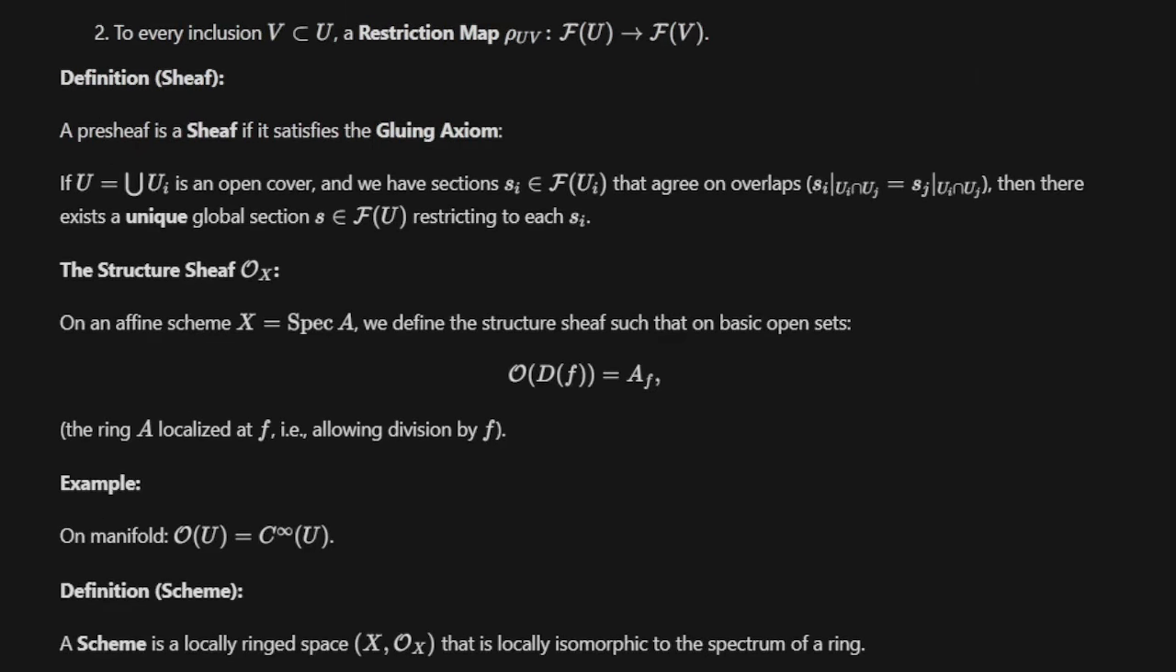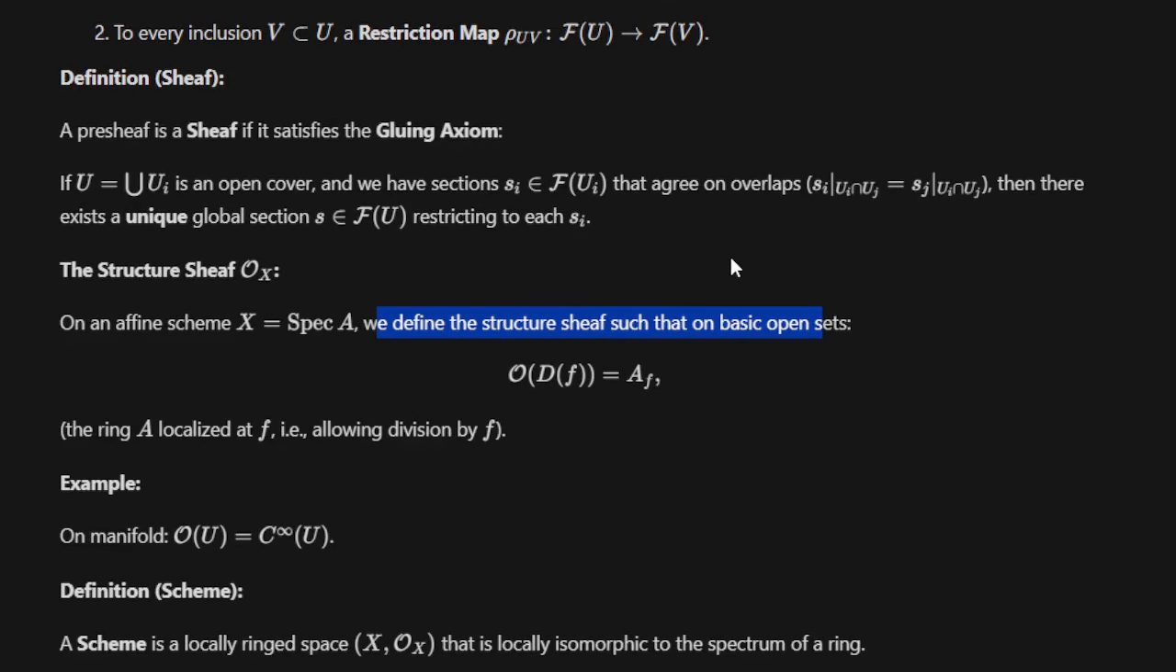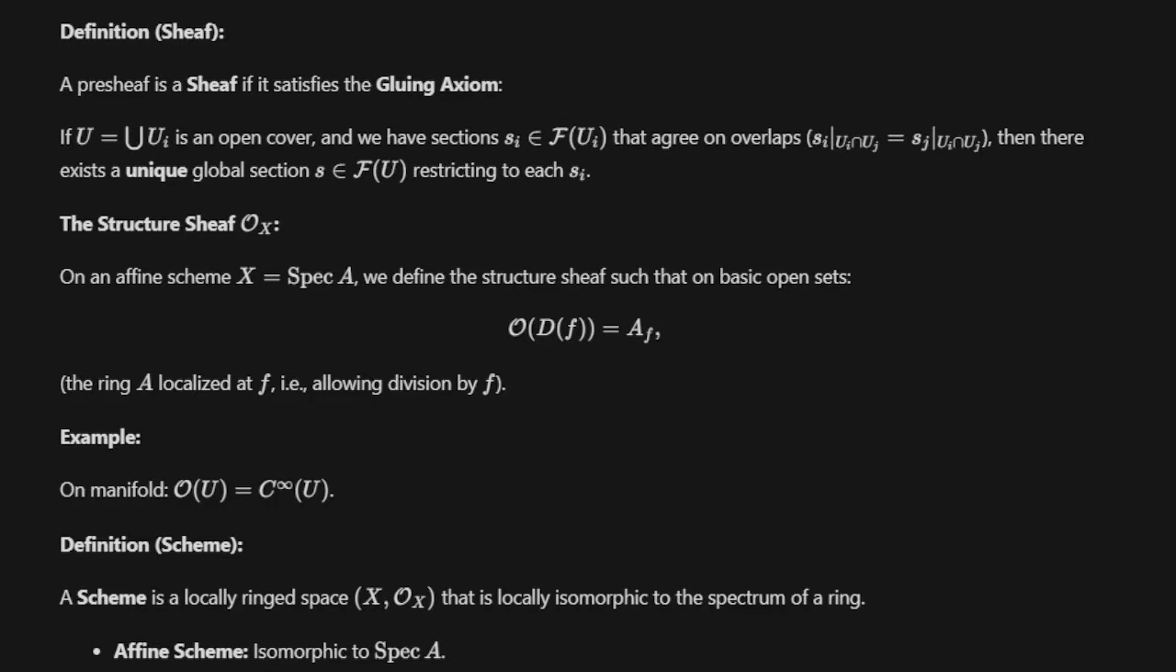again, using the gluing axiom on an affine scheme where we have the topology to be equal to the spectrum of a ring of prime ideals, we can define the structure sheaf such that on basic open sets, the structure sheaf of the open set of the function f is equal to the ring A localized at that function, allowing division by f. All right?